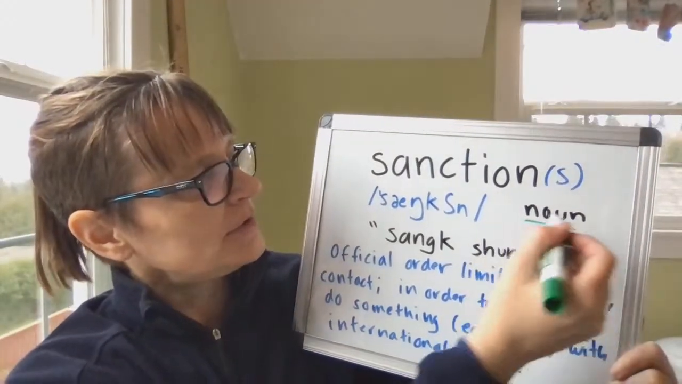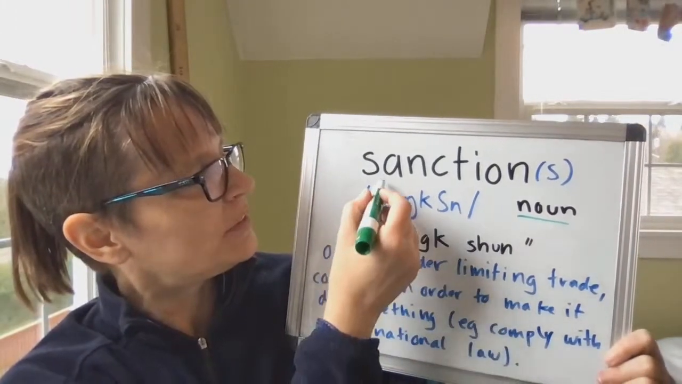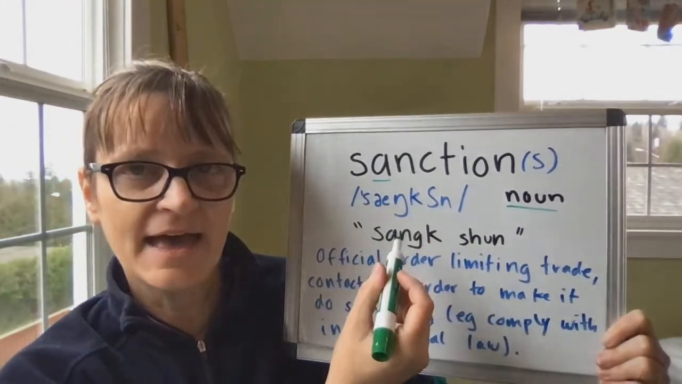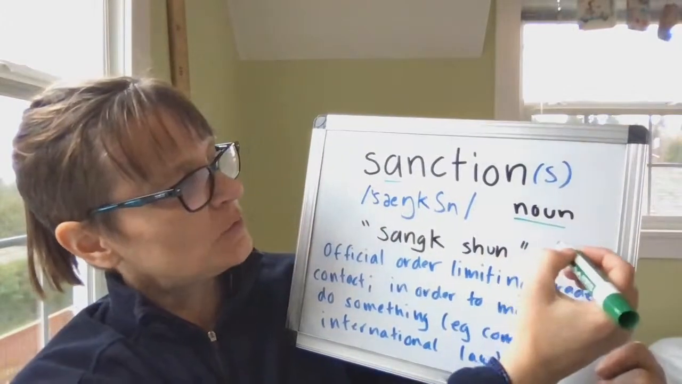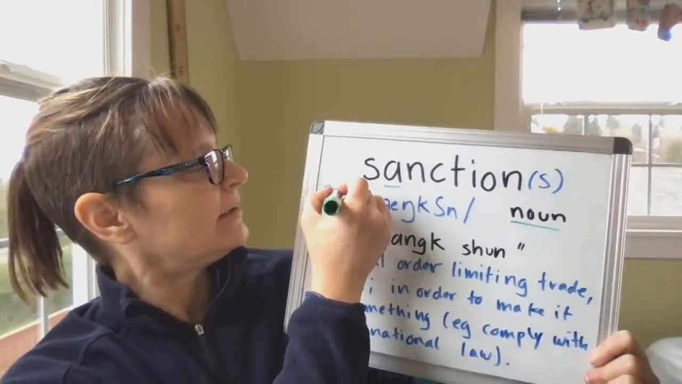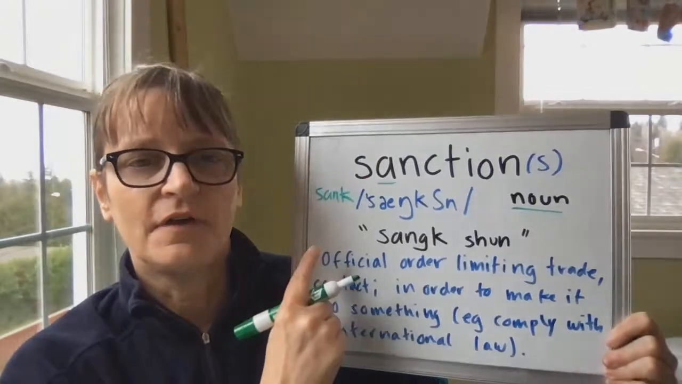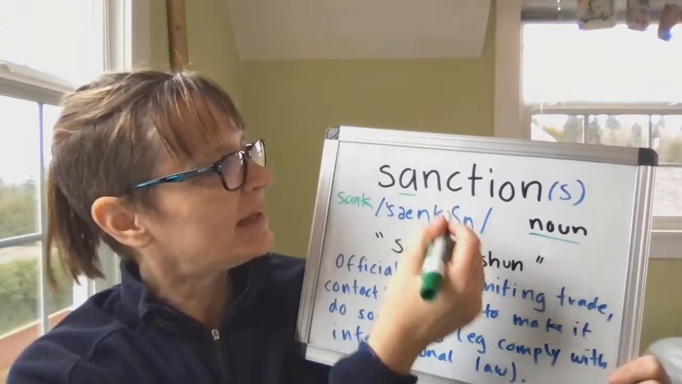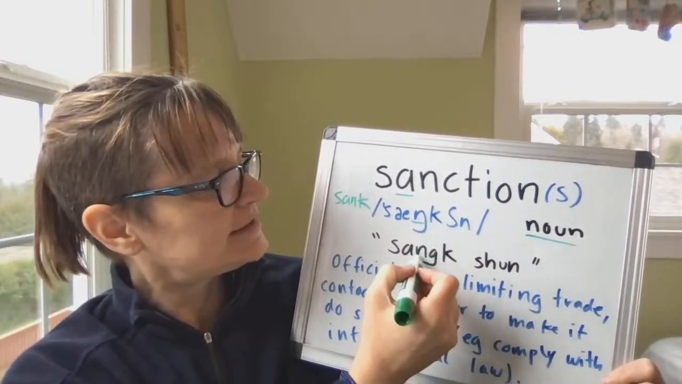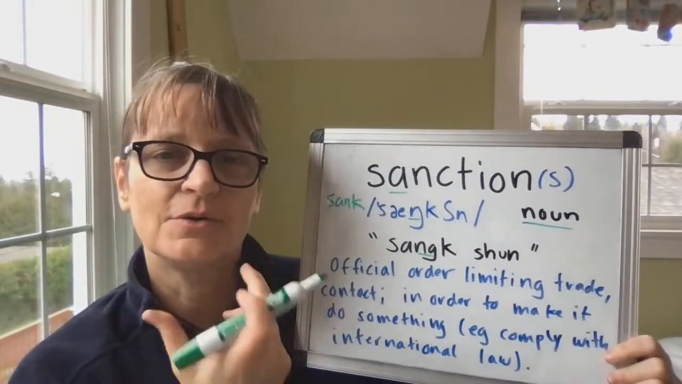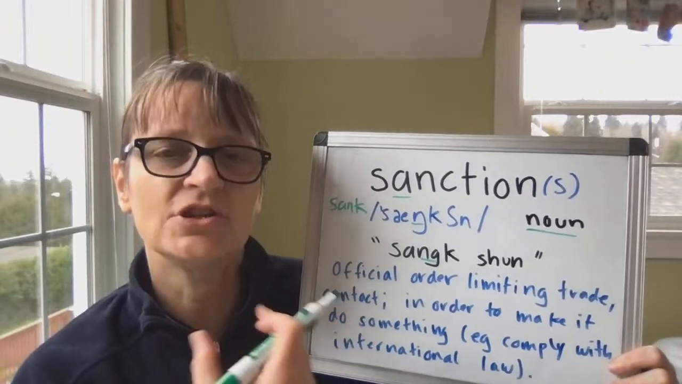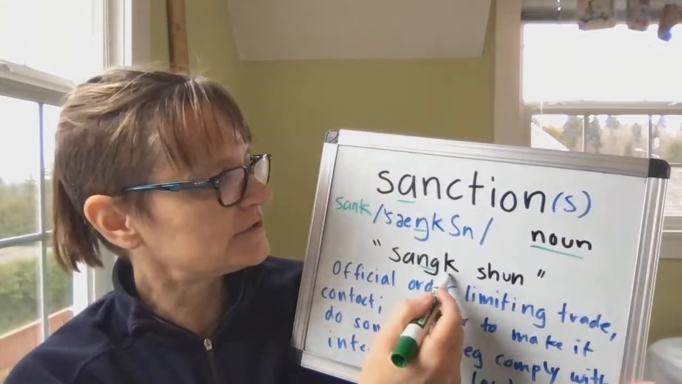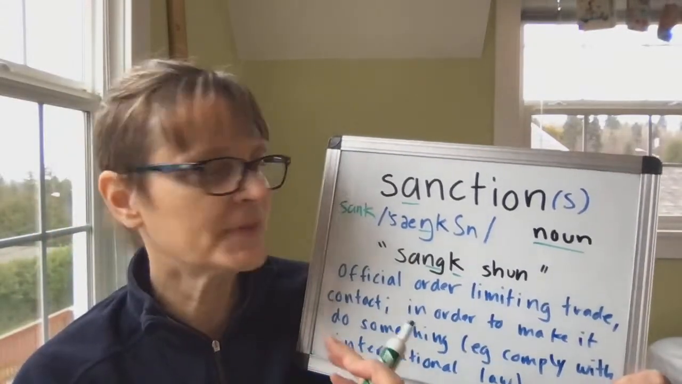As a noun, it's pronounced with the letter A says the A sound. It's actually just like the word sank. So you can think of they sank our ship and we imposed sanctions. That means the letter N is actually an NG sound. So it's like the word sang. She sang a song. And then there's also a K sound, sank.